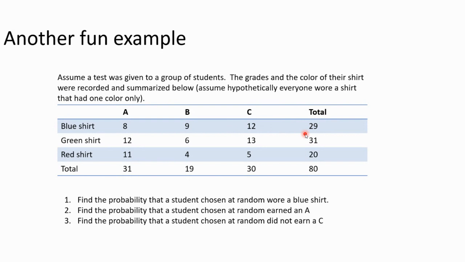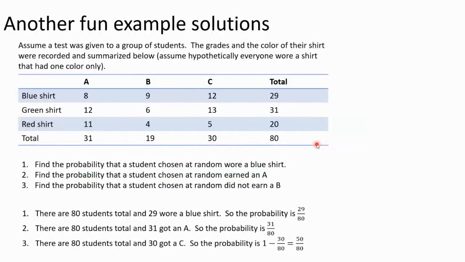How many students are there altogether? Well, hopefully you can see that that's 80. 31 students got an A, 19 students got a B, 30 students got a C, and that's 80. So what would the probability be? It would be 29 out of 80. Okay, that's good.